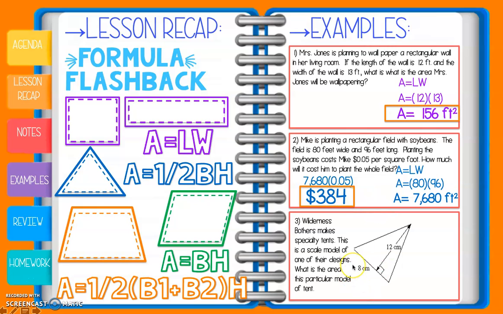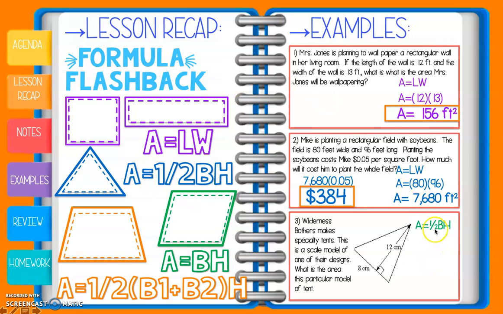Okay, so let's look at one more. Number 3. It says Wilderness Brother makes specialty tents. This is the scale model of their design. What is the area of this particular tent? So in this one, it gives us a real world problem and a model. Okay, so I see my model is triangular. So I'm going to use the area formula for a triangle.